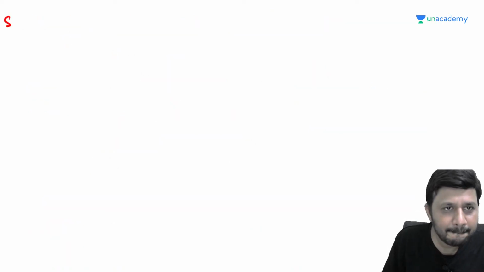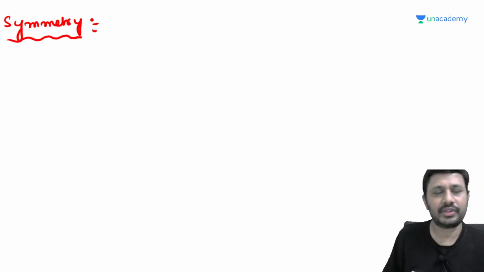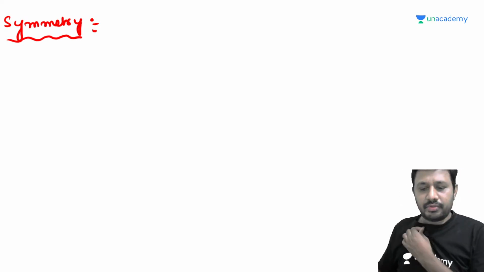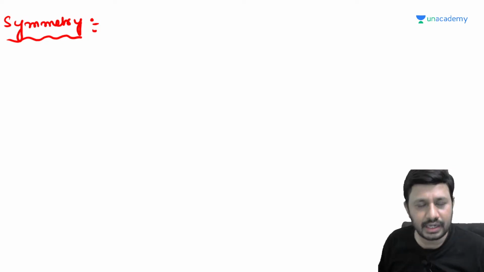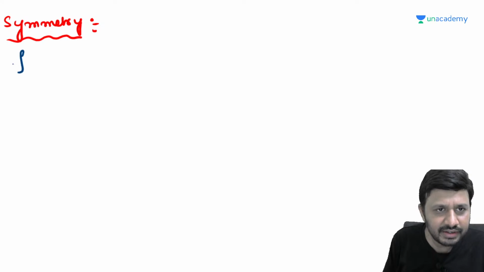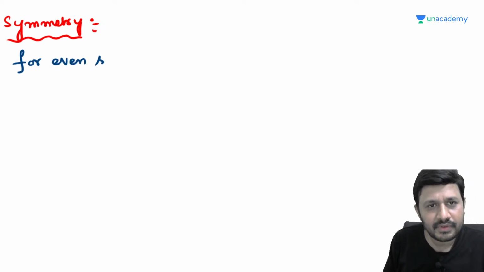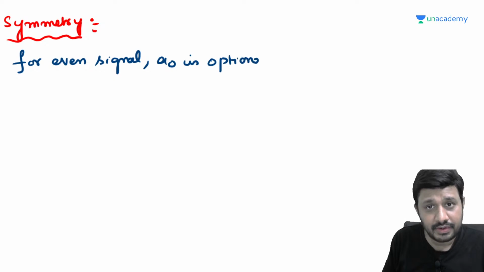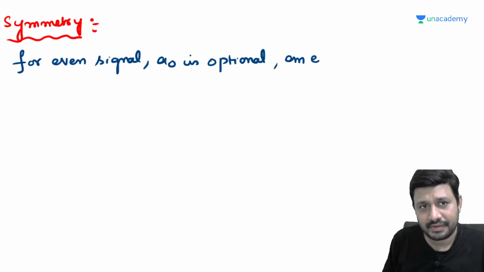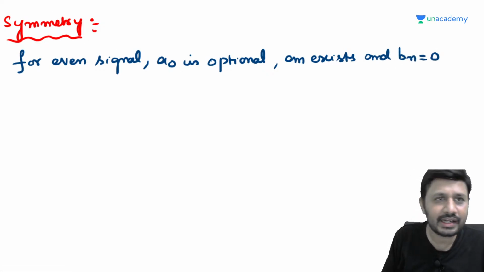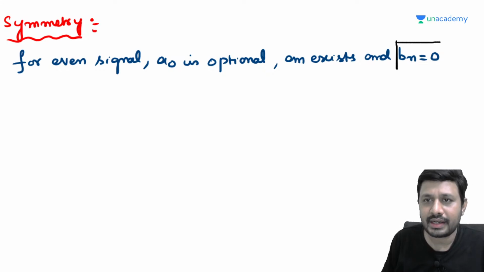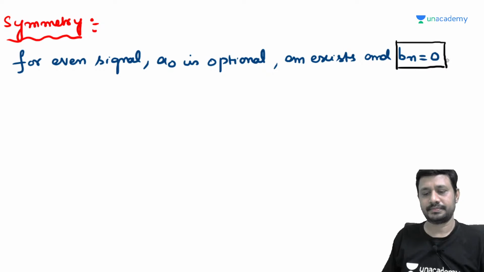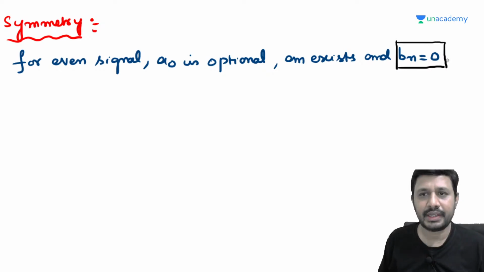the next concept is symmetry. Symmetry means we have some discounts here. The given periodic signal may be an even signal or it may be an odd signal. Suppose your signal is an even signal. For an even signal, DC value A naught is optional; it may exist or it may not exist. An exists and Bn is 0. So you have a discount for even signals: you need not calculate the value of Bn, because Bn is 0.